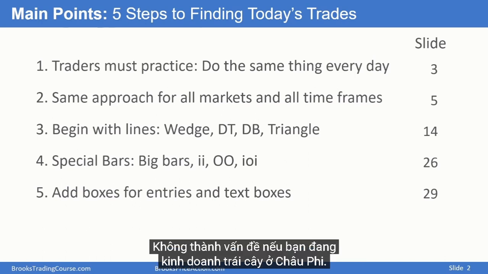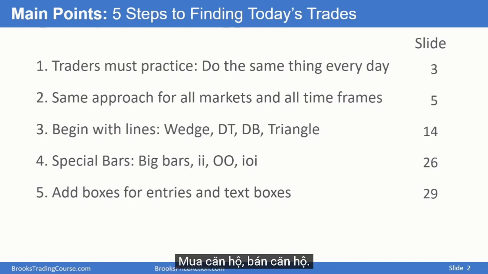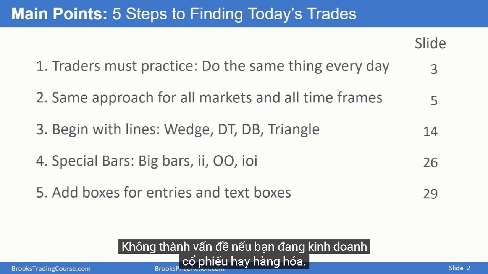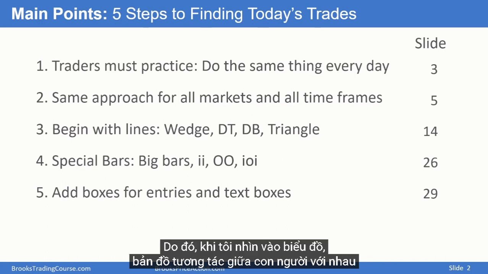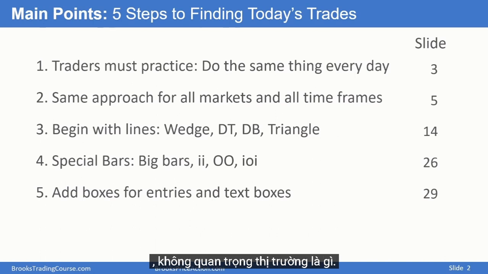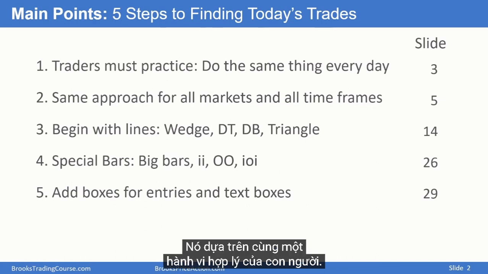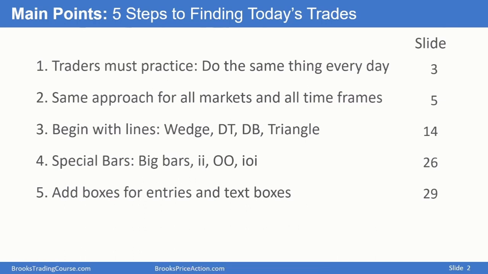It doesn't matter if you're trading fruit in Africa. It doesn't matter if you're trading property in Europe. You're buying an apartment, selling an apartment. It doesn't matter if you're doing stocks or commodities. It's all the same. It doesn't matter on the time frame either. And therefore, when I look at a chart, a map of interaction between humans, it doesn't matter what the market is. It doesn't matter what the time frame is. It's all going to be the same. It's based upon the same rational human behavior.